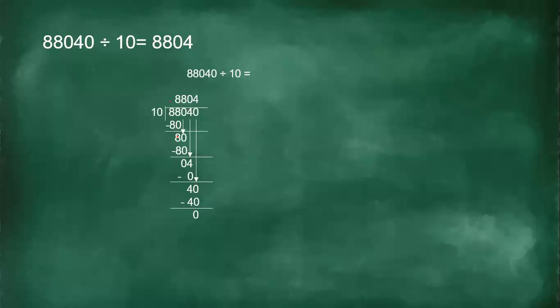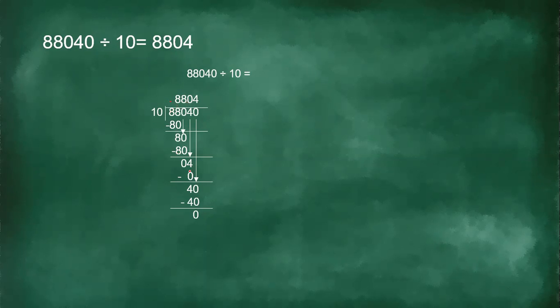Then I brought down the 0 and said, how many times does 10 go into 80? Which is again 8 times. So I put an 8 there and said 8 times 10 is 80. I put the 80 under the other, drew a line and subtracted, which equals 0. Then I brought down the 4 and said, how many times does 10 go into 4? Which is 0 times. So I put a 0 there and said 0 times 10 is 0.